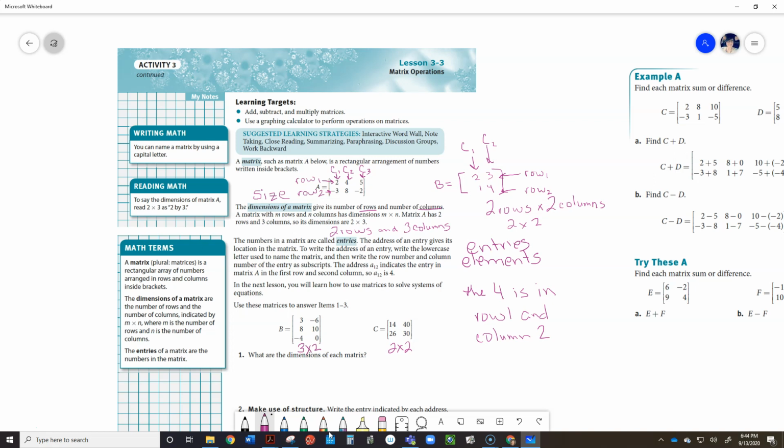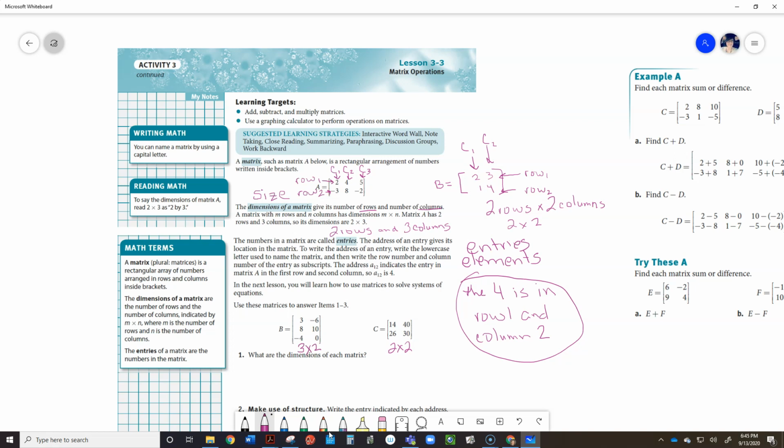Okay, so row 1, column 2. Well, that's a lot of characters right there. And mathematicians are famously lazy. And having to write that sentence out is just asking too much of mathematicians. So they've made the address a little bit shorter by saying that the entry located in the first row, second column, is a 4.